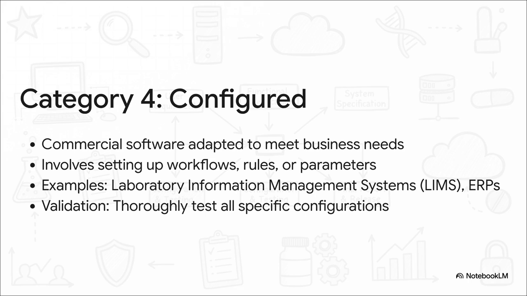Okay, now Category 4 is where things start to get a little more complex. We're talking about big, powerful systems like a LIMS, a laboratory information management system. Here, you're configuring the software to fit your specific lab processes. You're not writing new code, but you are setting up unique workflows, user roles, and rules. And because you've changed how it behaves, you have to do much more testing, focused specifically on your configurations.